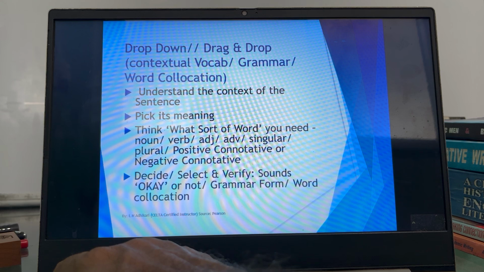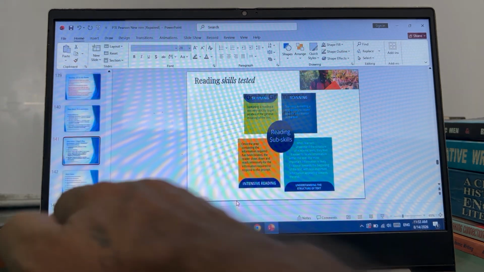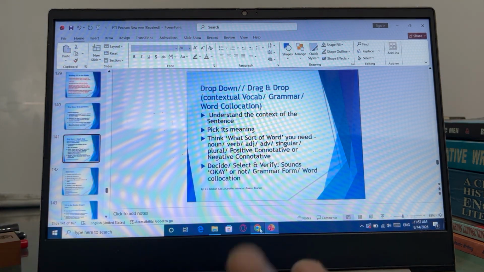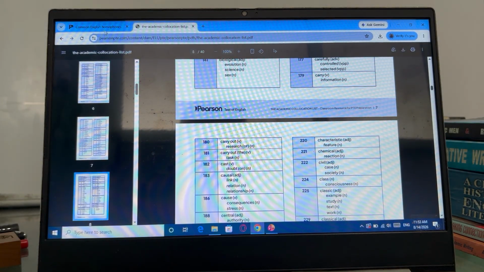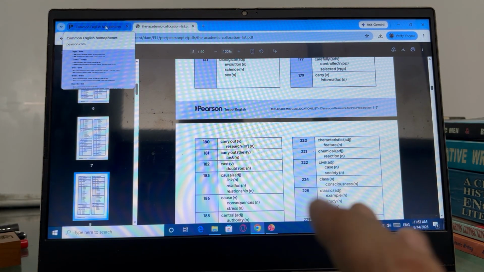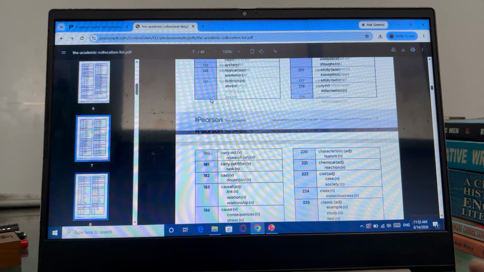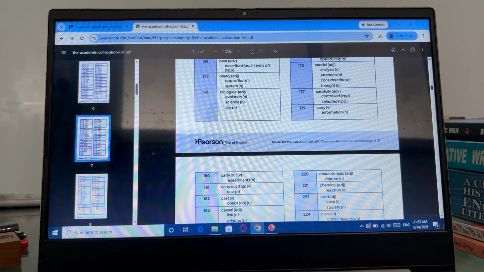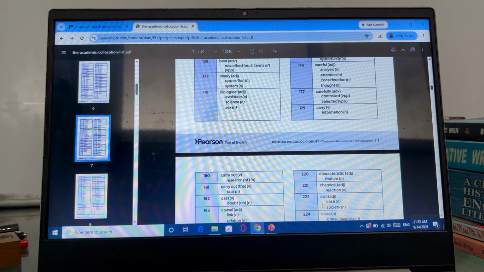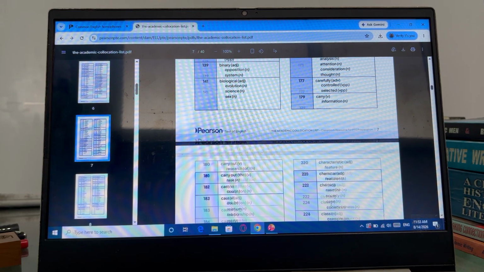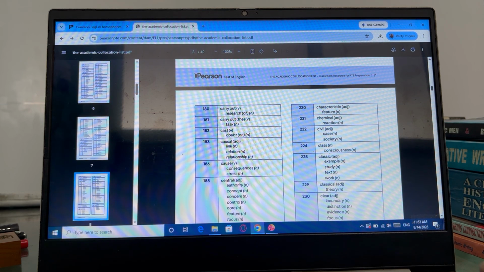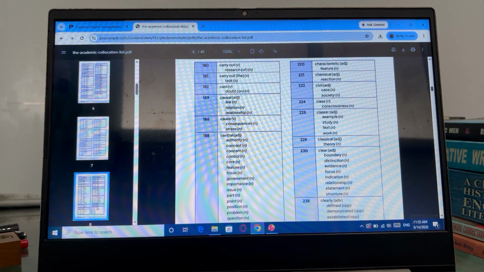For further suggestion, I do have some links here. You can go through them to help your reading, fill in the blanks. Pearson, your exam board, has already prepared a list of words that collocate with each other. Word collocation means words that appear together. For example, here, civil case, civil society. It is alphabetically ordered here, and this is easily available.